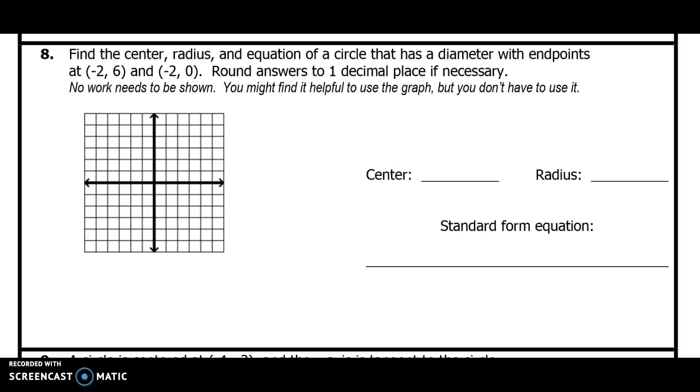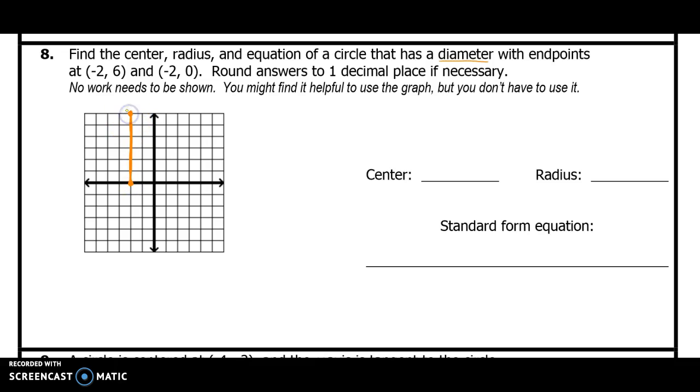For number 8, they've told us the endpoints of one of the diameters of our circle. So this question is slightly different, just with the numbers, from what you saw in your quiz, but the main idea is exactly the same. So here, we're looking for the center, radius, and equation of a circle that has its diameter with endpoints at (-2, 6) and (-2, 0).